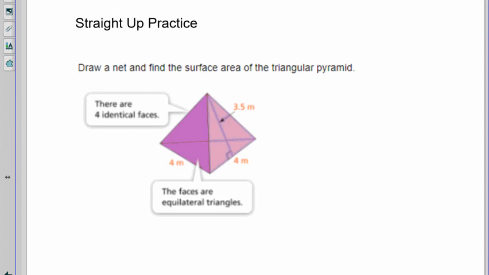And here's some straight up practice. We have another triangular pyramid, and it says here that the faces are equilateral triangles, and all the faces, the base and the lateral faces, all those are identical to each other. So go ahead and calculate the surface area of that pyramid, and we'll go over it in class.